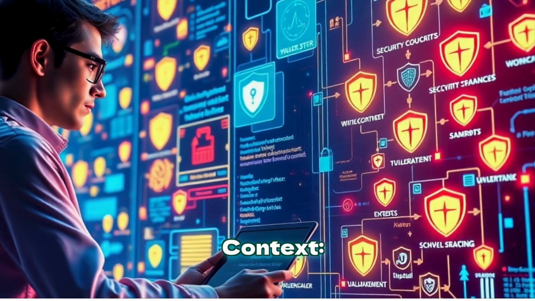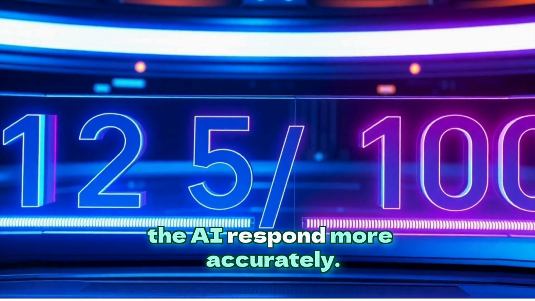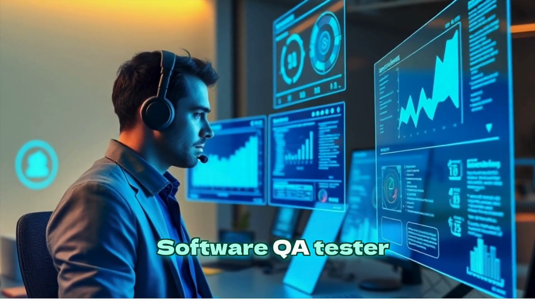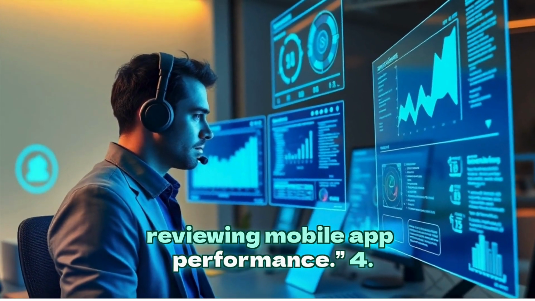3. Context. Providing background helps the AI respond more accurately. For example, assume you're a senior software QA tester reviewing mobile app performance.